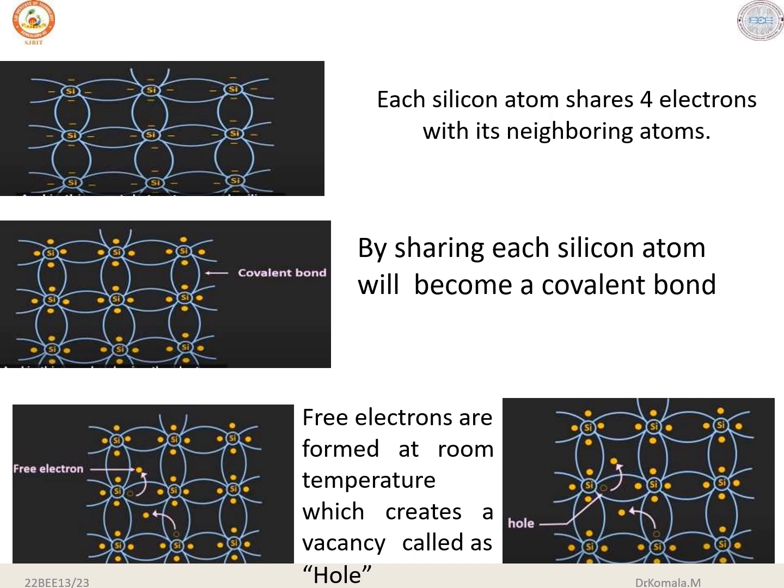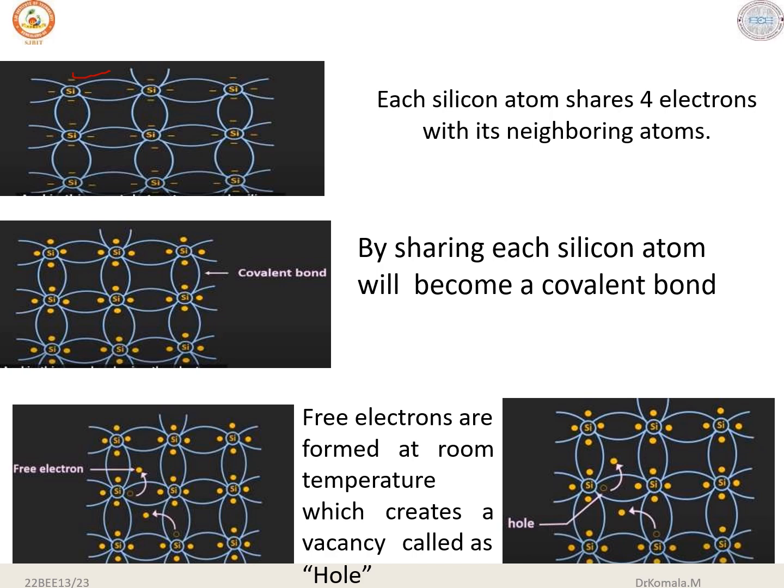So coming to the understanding of silicon material. Here this is the bonding diagram of a semiconductor material, which is silicon. Here we can see that each silicon atom shares 4 electrons with its neighboring atoms. So these are the 4 electrons which are shared with the neighboring atoms.